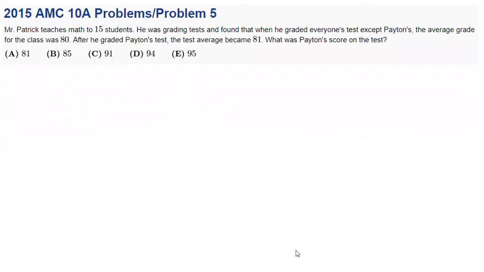In this video, we will be taking a look at the 2015 AMC10A problem number 5. Mr. Patrick teaches math to 15 students. He was grading tests and found that when he graded everyone's test except Peyton's, the average grade for the class was 80. After he graded Peyton's test, the test average became 81. What was Peyton's score on the test?